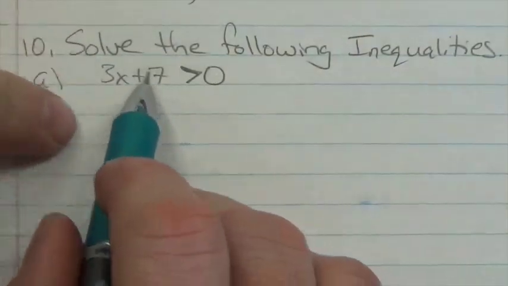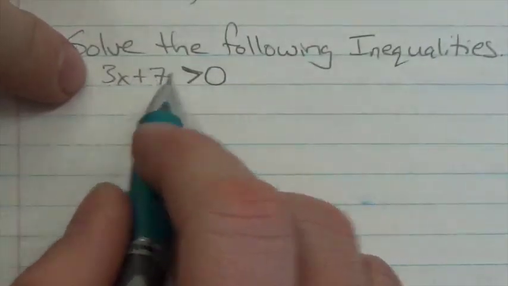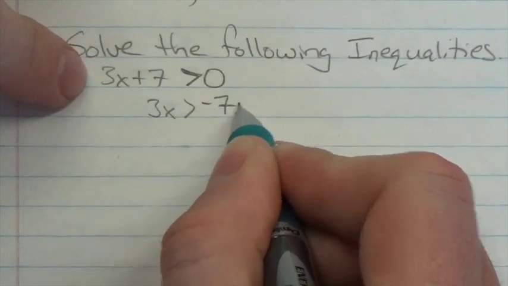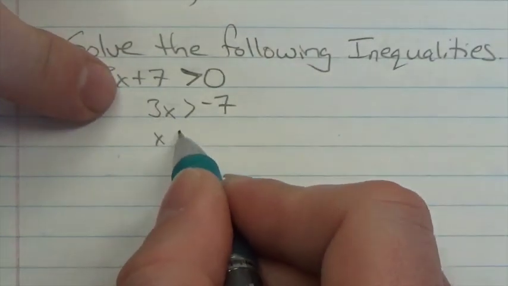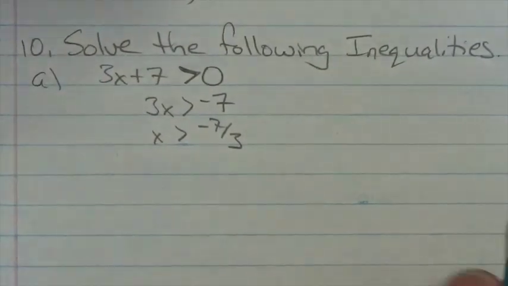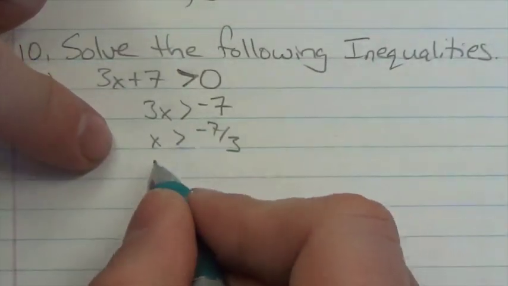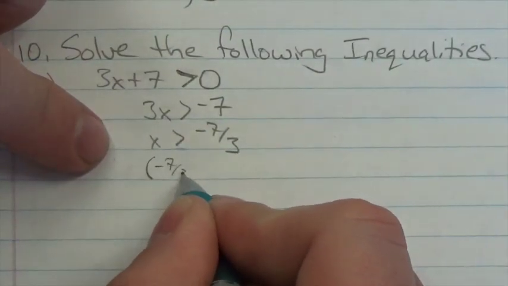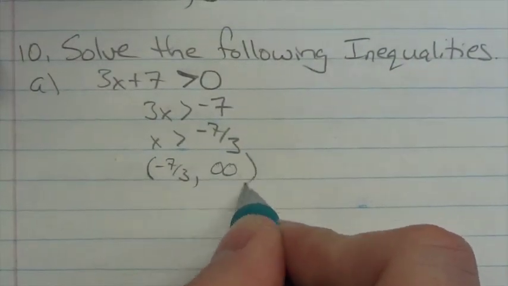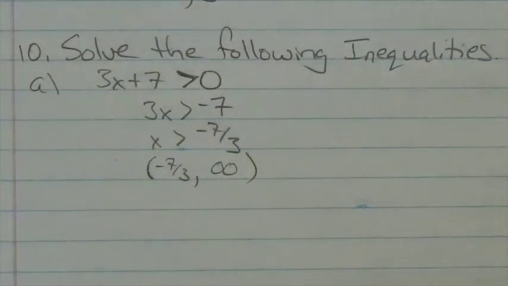One way is, because it's just a linear function here, 3x plus 7, I could bring the constant term over, so 3x is greater than negative 7, and then I could divide by 3. So x is greater than negative 7/3, okay? And if we write that using interval notation, negative 7/3 is the far left side of that interval, and it goes out to positive infinity. And I use parentheses because we're not including that endpoint. That's one way of doing it.